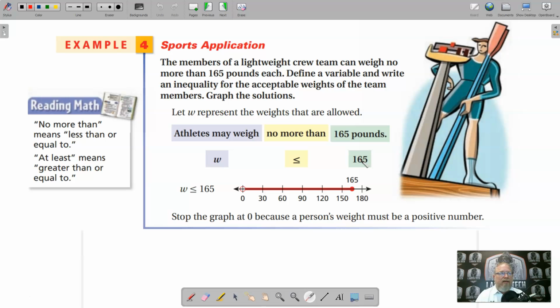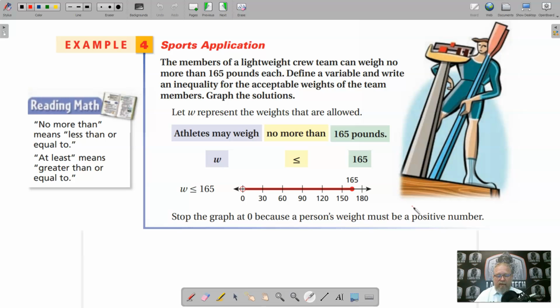Let's graph this inequality. Find 165 on the number line. Here it is here. Less than or equal to means our arrow is going to the left. And then we have the half of an equal sign, so we need a closed dot. And I was distracted there for a moment because I saw this right here. Notice the arrow is not shaded in any further. The reason for this is we stop the graph at 0 because a person's weight must be a positive number. You cannot weigh a negative number of pounds.